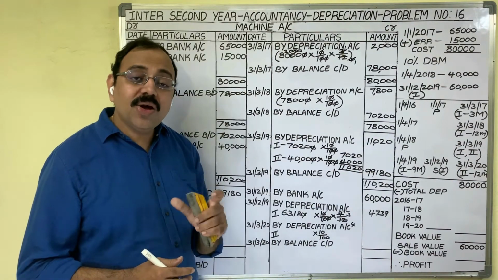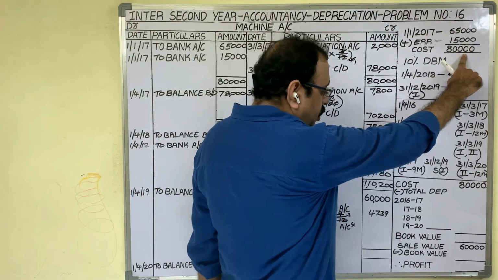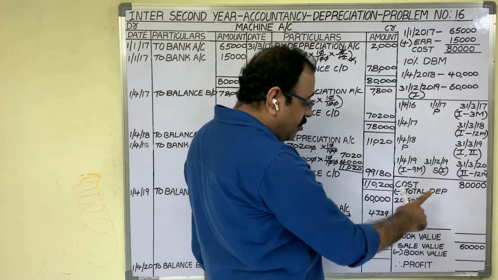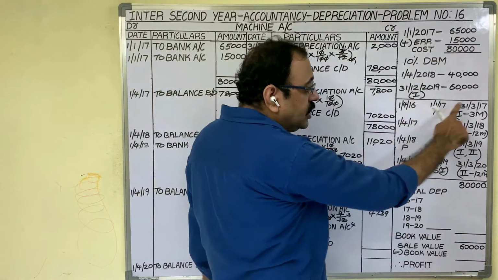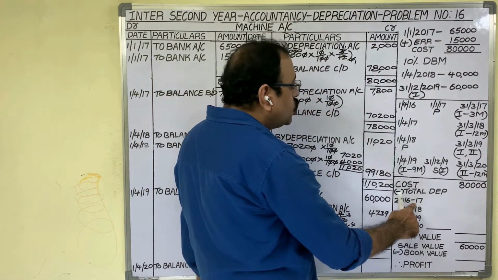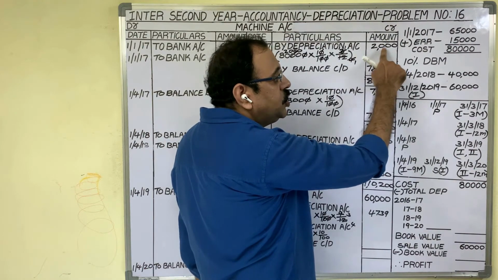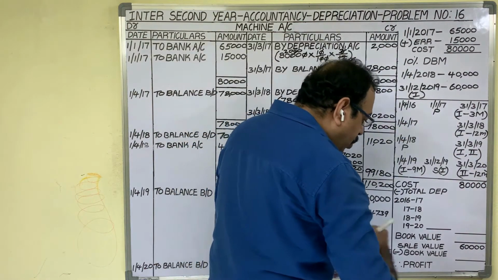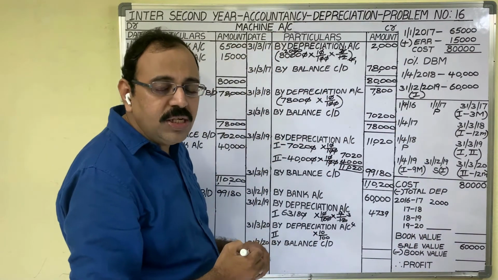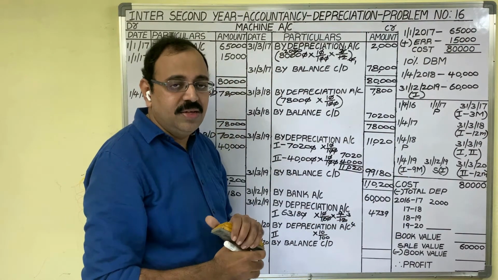Procedure is take the cost of the asset sold, 80,000 rupees. Take that value minus total depreciation. First year is 2016-17. In 2016-17, for the sold asset, nothing but the first asset, depreciation is 2000 rupees. Take that value in the inner column. Only the first asset depreciation we need because we are calculating the profit or loss on sale of the first asset.